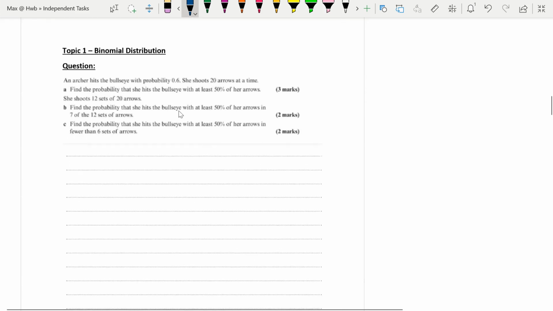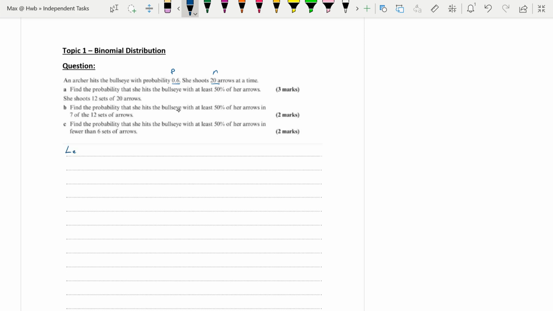For question 1, we got binomial distribution. An archer hits a bullseye with a probability of 0.6. She shoots 20 arrows. Those are the 2 bits that tell me it's a binomial distribution: I've got an N and I've got a P. So straight away, before I even read the next part of the question, there's nothing defined, there are no letters or anything like that.